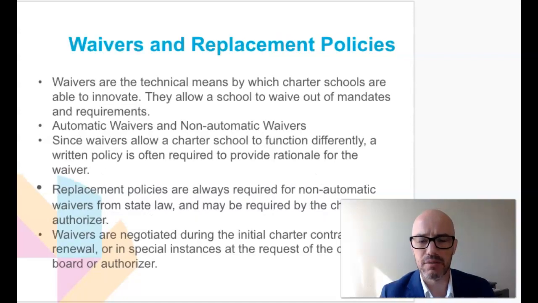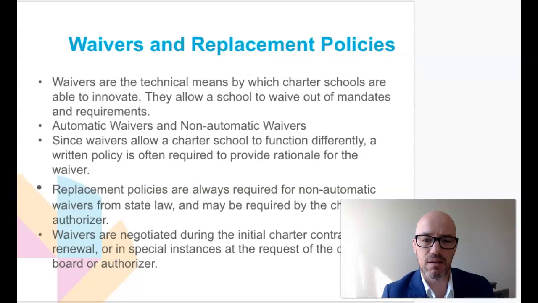The next topic we want to cover in this session is about waivers. Waivers are the technical means by which charter schools are able to innovate. They allow a school to waive out of mandates and requirements in state statutes. There are two types of waivers. First, there's the automatic waiver, and then there's the non-automatic waiver. Since waivers allow a charter school to function differently, a written policy is often required to provide rationale for the waiver. This is referred to as the rationale replacement plan.